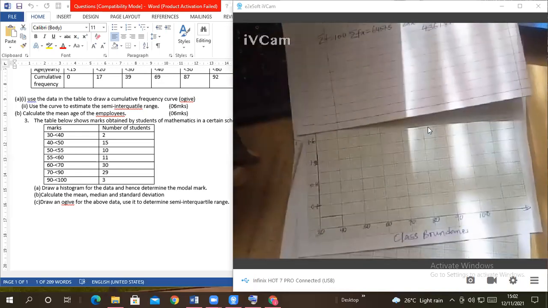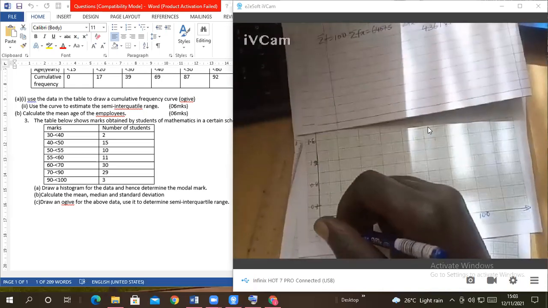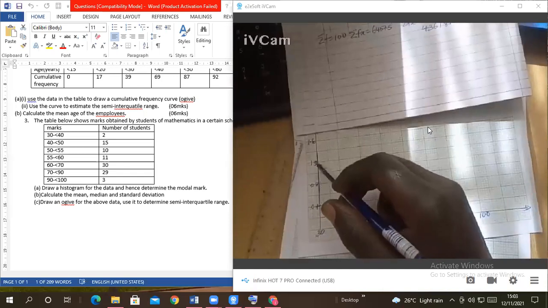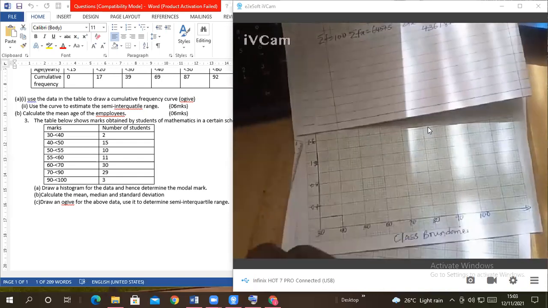Next we move to 1.5. How do you get 1.5? 0.2 times 20, this is 30, times 35. That's right. 30. So 1.5 is right here.